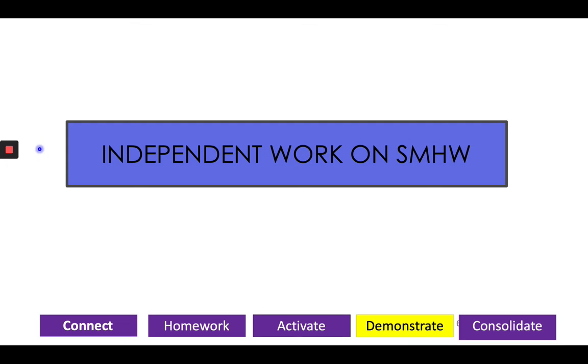Now that we have finished the lesson, you can go on to Show My Homework and finish your independent work on there. If you have any questions, feel free to ask.